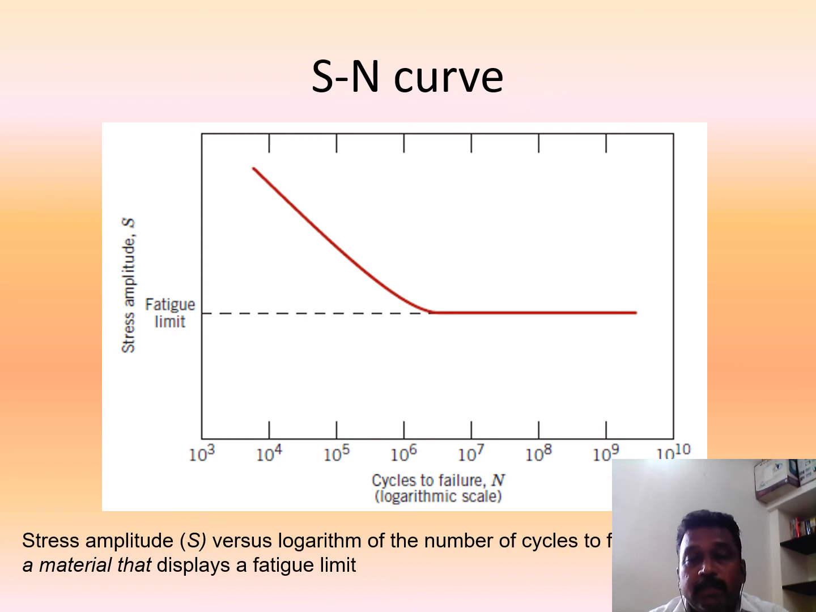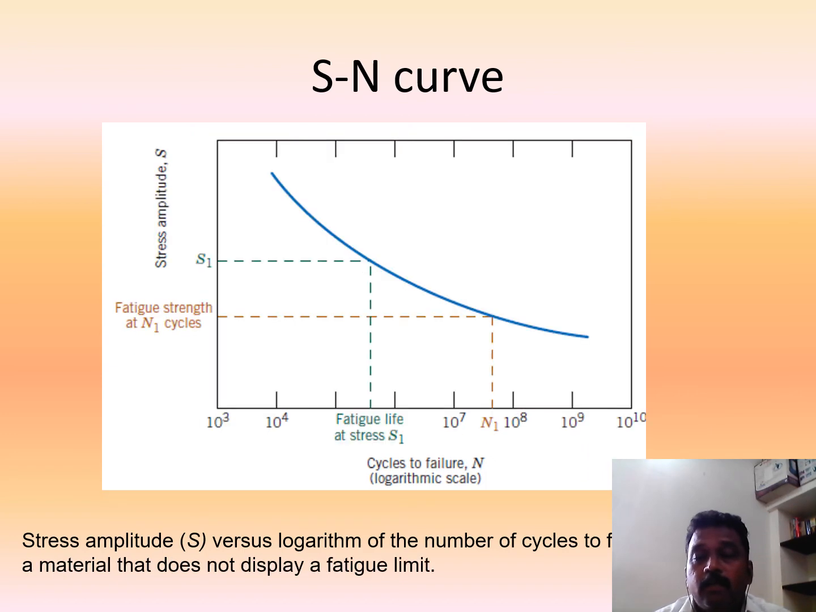So that is called the SN curve. You have to plot an SN curve for the values of S and the number of cycles to failure on a logarithmic scale. From this SN curve, we can ascertain the fatigue limit. And then this is another one you can see here. So we can find out the fatigue strength, the fatigue strength at N1 cycles, and then the fatigue life. So these are the parameters you can get from this SN curve: fatigue limit, fatigue strength, and fatigue life.